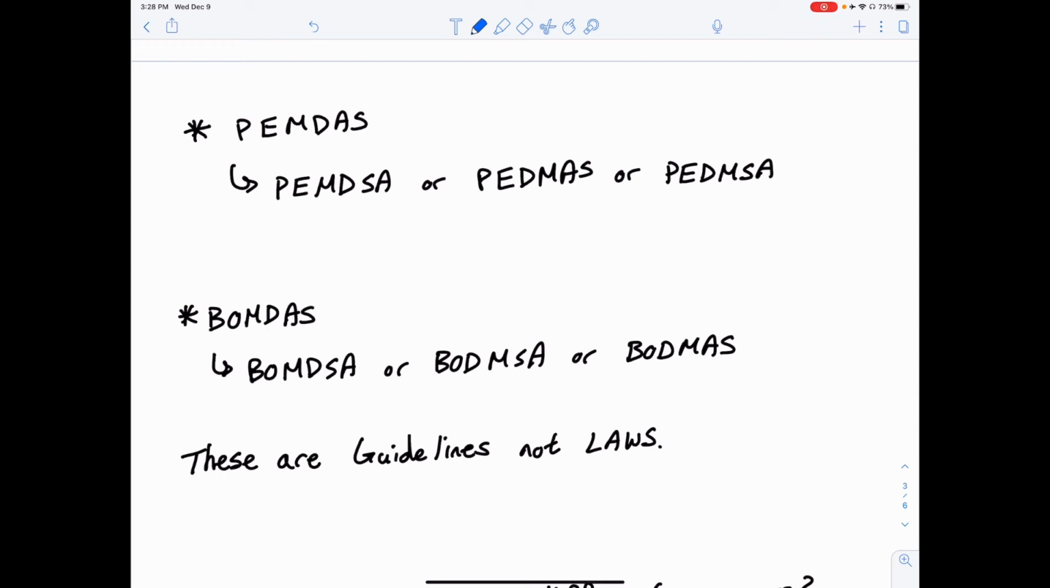Now, these are meant to be guidelines, right? These acronyms are guidelines for us to figure out what I should do in which order, but it is not fixed. Again, if you have multiplication and division, it goes from left to right if they're happening at the same time. Same thing with addition and subtraction, okay? Left to right. So remember, these are guidelines and not laws. Laws are things that cannot be changed, right? You cannot find a contradiction or an example to counter these acronyms.